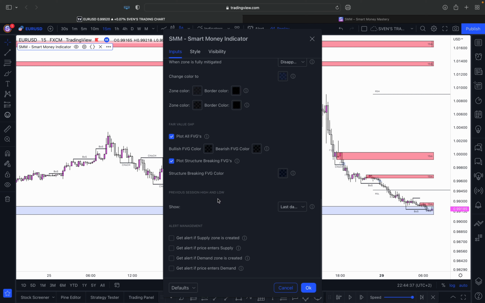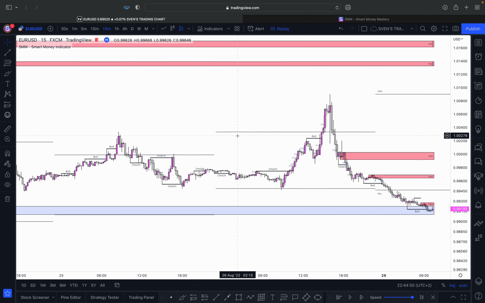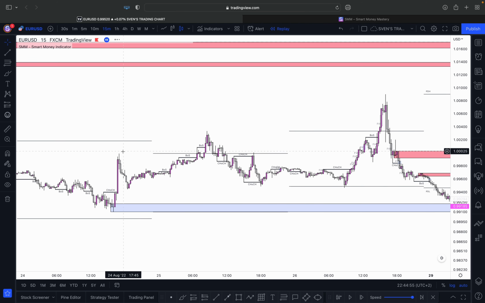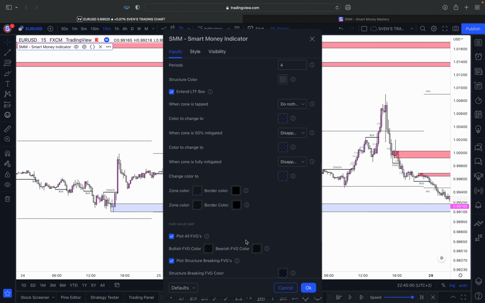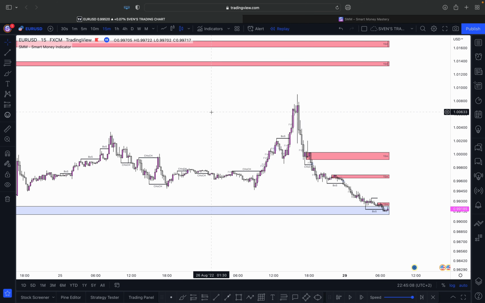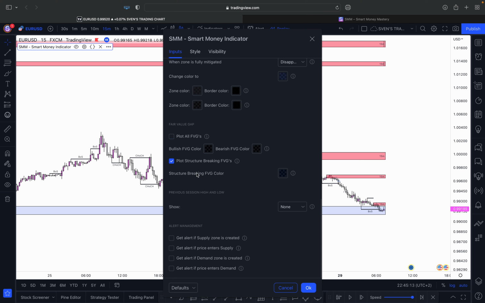Let's move to the next setting that we have, the previous session high and low. You can either choose to only see the most recent one, or you can choose to see all the previous highs and lows. As you can see here, you see all the lines, that's from previous day high and lows. So that means always from the day before the day you are trading at. You can also choose to basically remove them, as you can see here. All right, let's quickly disable this one.